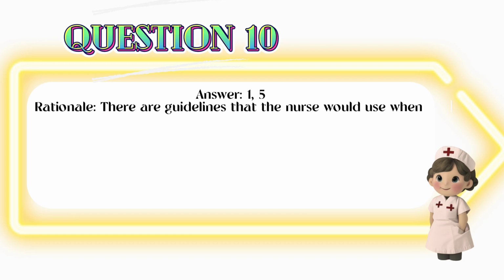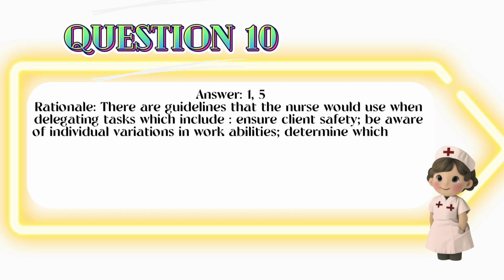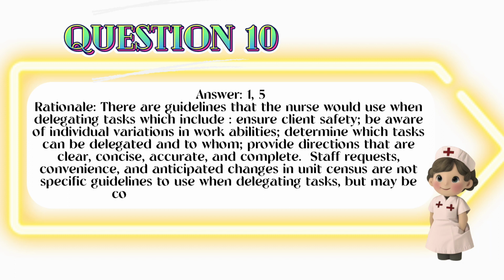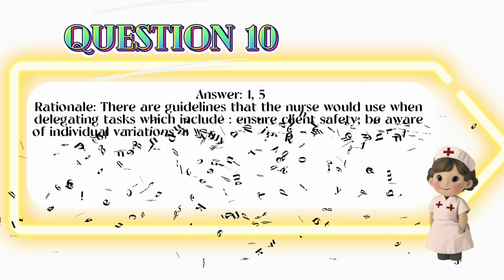Answer 1, 5. Rationale. There are guidelines that the nurse would use when delegating tasks which include: ensure client safety, be aware of individual variations in work abilities, determine which tasks can be delegated and to whom, and provide directions that are clear, concise, accurate, and complete. Staff requests, convenience, and anticipated changes in unit census are not specific guidelines to use when delegating tasks, but may be considered when making assignments.